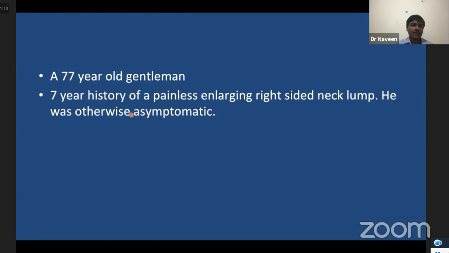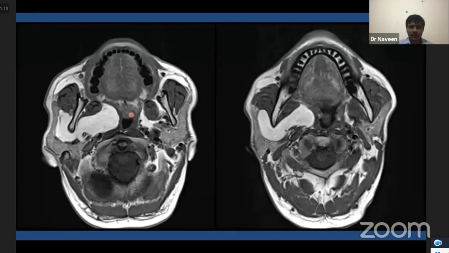This is a 77-year-old male patient presenting with a painless enlarging lump on the right side of the neck since 7 years. Otherwise, he is asymptomatic. Here we can see axial T1 sections of the neck show an intensely hyperintense lesion, which is seen in the parapharyngeal space, extending retromandibularly to the parotid space. This is a case of a parapharyngeal lipoma.